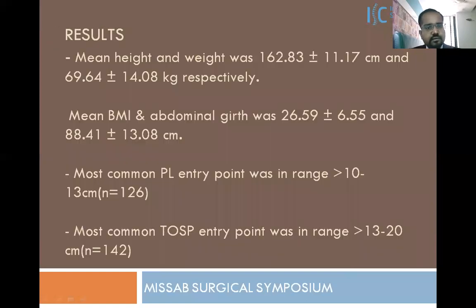So what were the results? The mean height and weight were 162 and 69. Mean BMI and girth were 26 and 88. The most common posterolateral entry point was between 10 to 13. The most common TOSP entry point was between 13 and 20.